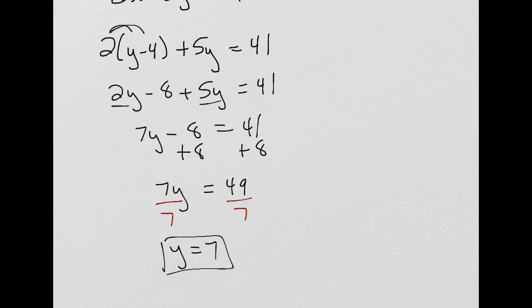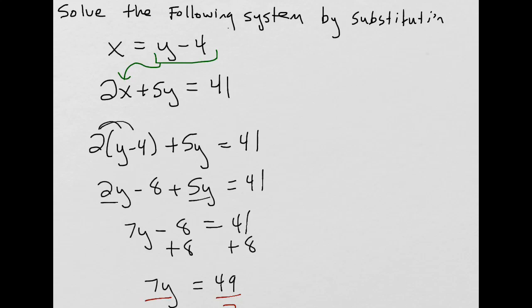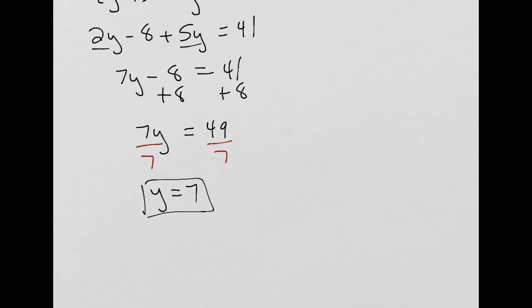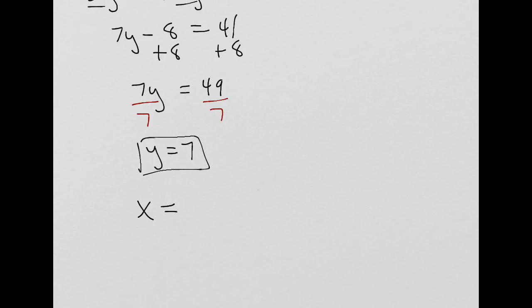And again, that's half of our solution. So now I just need to find the x value. Well, if I go back to the original, I can plug y in either here or here, but this one is really nice because it's already solved for x. So we're going to take our y value and plug it in here and find our x value. So we've got x equals y minus 4. And if I plug 7 in for y, we get x equals 3.